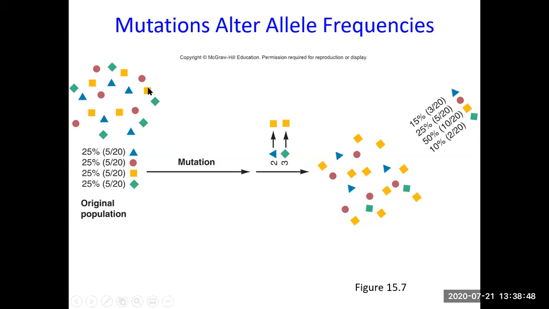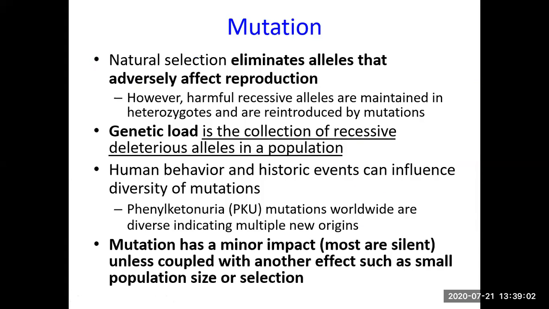So how mutations are altering, you see this was the original population. Let's say a mutation occurred and the blue triangle and the green diamond have become the yellow squares. So now look at how this population looks and see the proportion, how these have changed. So mutation is changing the population. Now mutations not necessarily will always be bad or good. Okay, it can be anything.